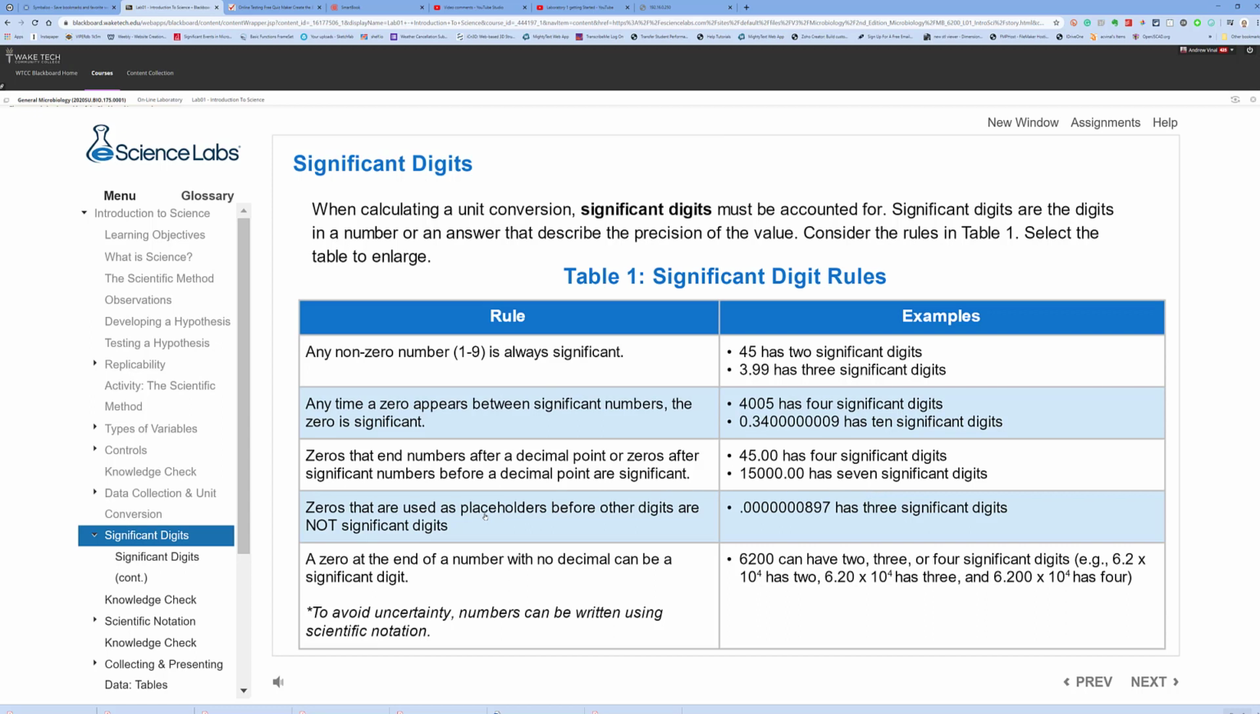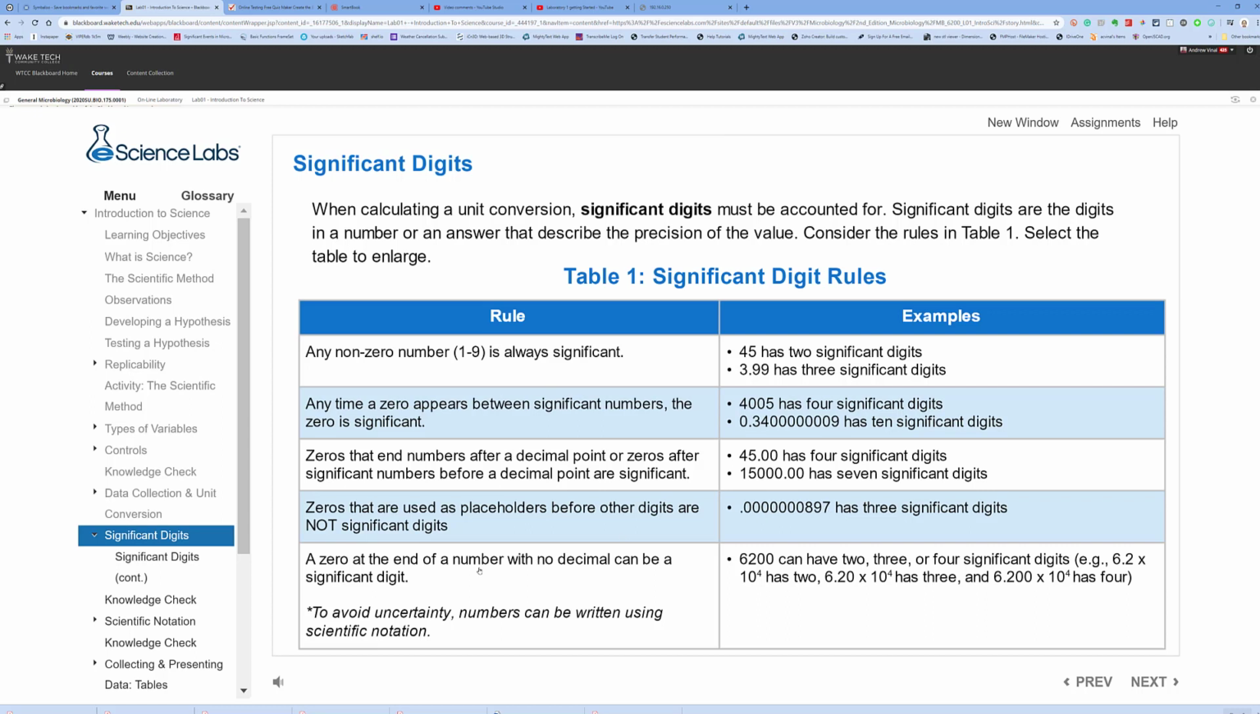Zeros that are used as placeholders before other digits are not significant digits. So we have 3 significant digits here because they're not significant. 0.000000897. So just terminology here.